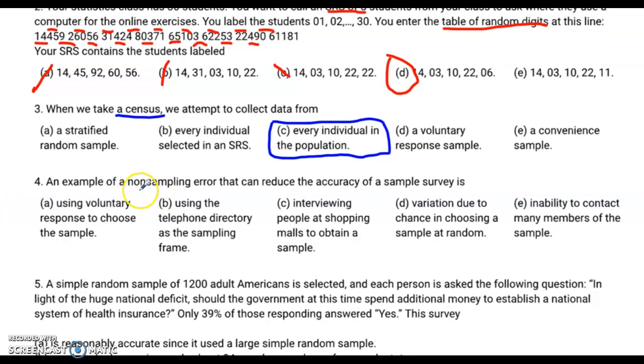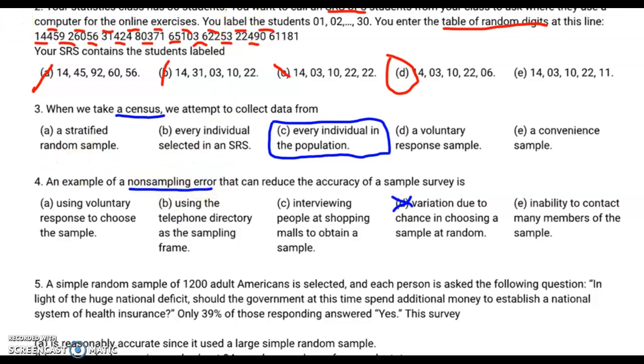For number 4, an example of non-sampling error that can reduce the accuracy of a sample survey. Well, let's look through and figure out which one of these is not an error. Choice D is not an error. Variation due to chance at choosing a sample at random. That's fine. That's what we expect in statistics. That's why we consider sample values to be statistics and population values to be parameters. We think there's definitely going to be a difference between the two.